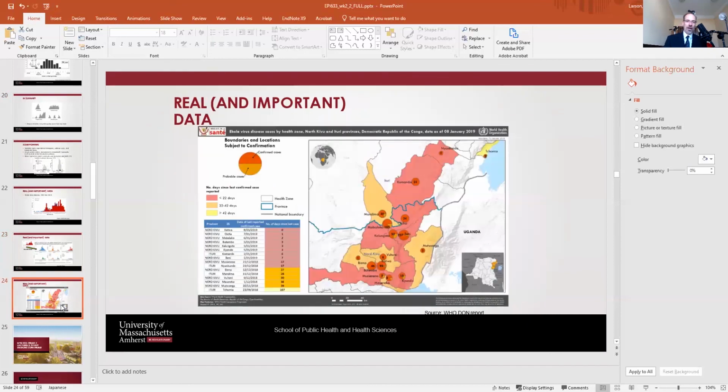And here's a map of the area with the different cases and where they appeared and when they appeared. And I'll let you explore this later.